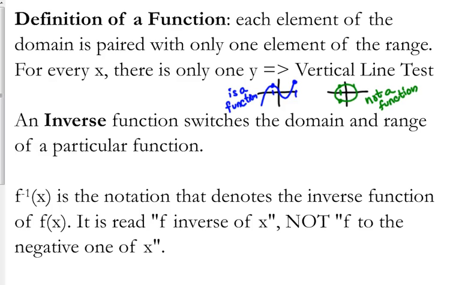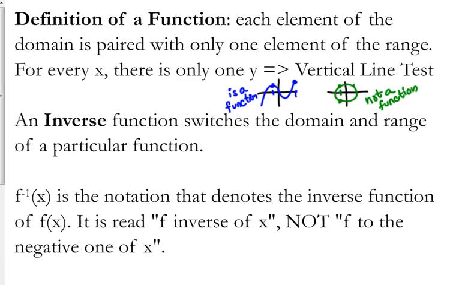Alright, so what an inverse function does is it switches the domain and the range of a particular function. So we're going to switch the x's and the y's. This is the notation for the inverse. It looks like a negative exponent. It is not. You read that f inverse of x, not f to the negative 1 of x. You cannot fix the negative exponent by moving it because it's not a negative exponent. That is inverse function notation.